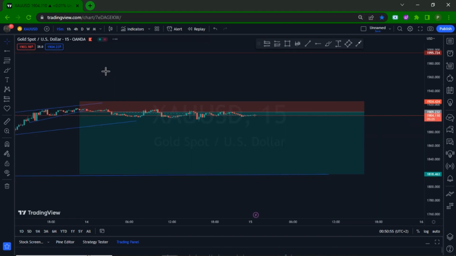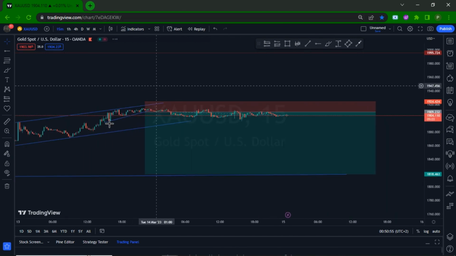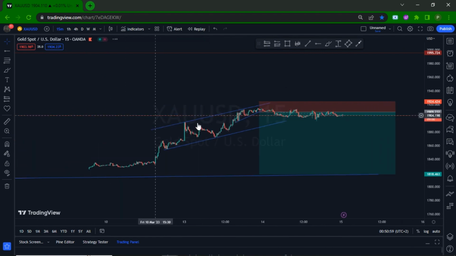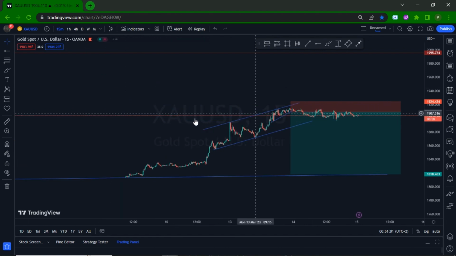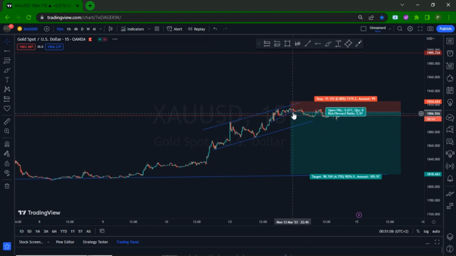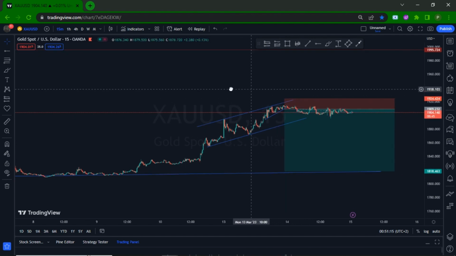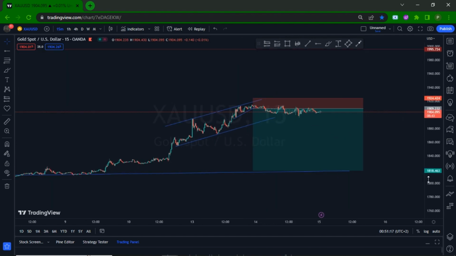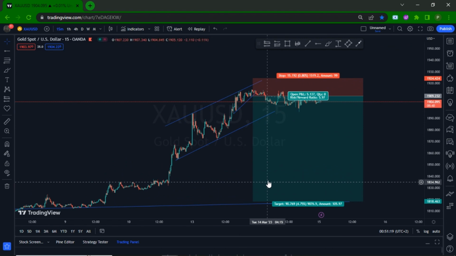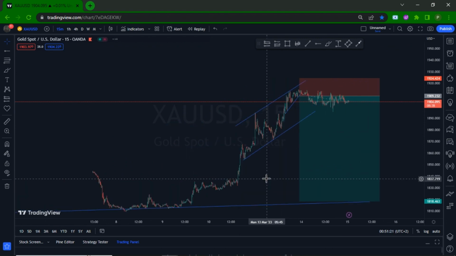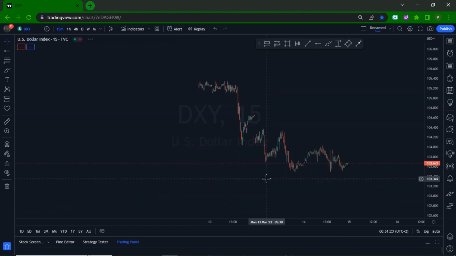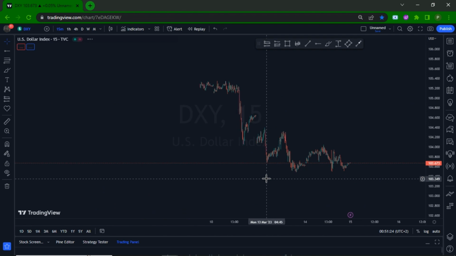Let me just go to the lower time frame to show you where I got my entries. So it was creating another ascending channel within an ascending channel, and I knew this was a key zone. So at this point here, somewhere around here, I placed the sell, and let's just let it play out and see how it goes. So that's it about gold. Now let's check out the dollar index.